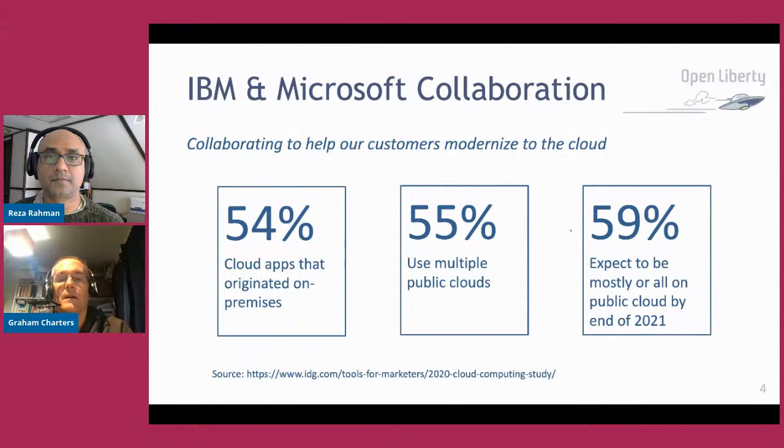Also, 55% of enterprises are using multiple clouds. So this is why it makes sense for us to demonstrate the use of OpenShift. OpenShift gives you that layer, so you can essentially have a common operational capability across different public clouds, but also on-premise. And then lastly, 54% of apps originated on cloud. There are a lot of applications being written for cloud and still being moved to the cloud. And in fact, 59% of enterprises believe that most or all of their applications will be running on the cloud by the end of this year.